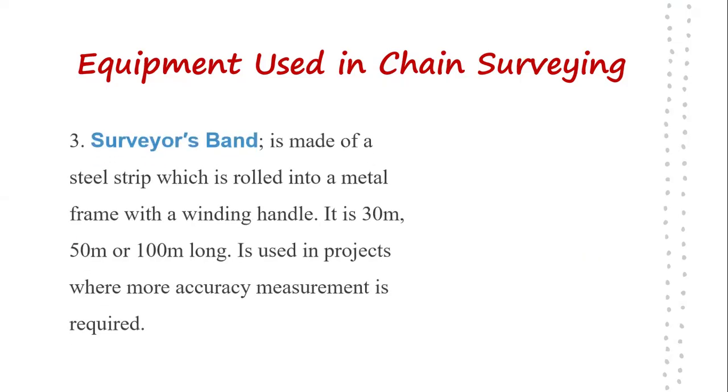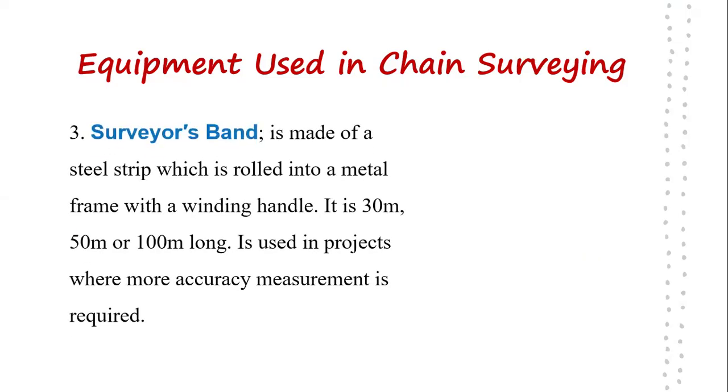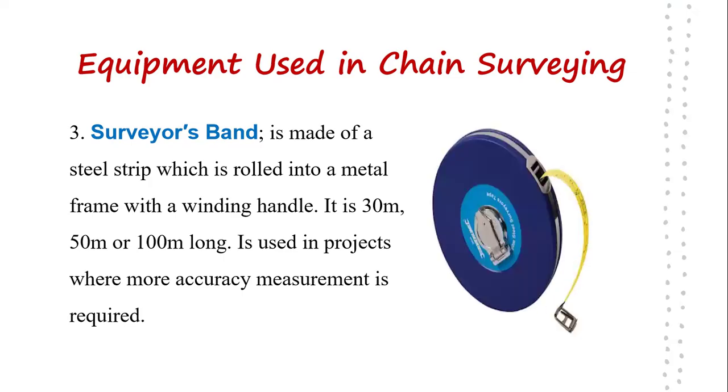The other equipment is the surveyor's band. Surveyor's band, this is made up of a steel strip, which is rolled into a metal frame with a winding handle. It is 10-meter, 30-meter, 50-meter, or 100-meter long. It is the one that is used in projects where more accurate measurement is required. So surveyor's band is very necessary when accurate measurement is required for the linear ground measurements. And here is how it looks like. This is the surveyor's band.